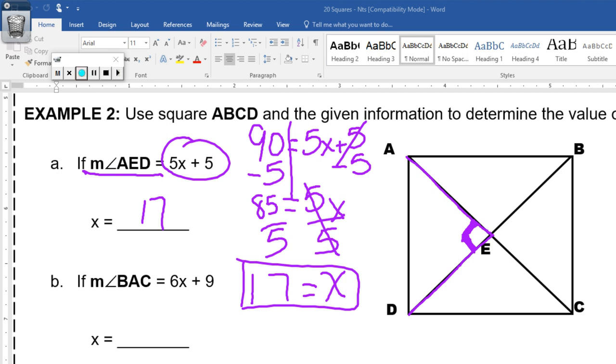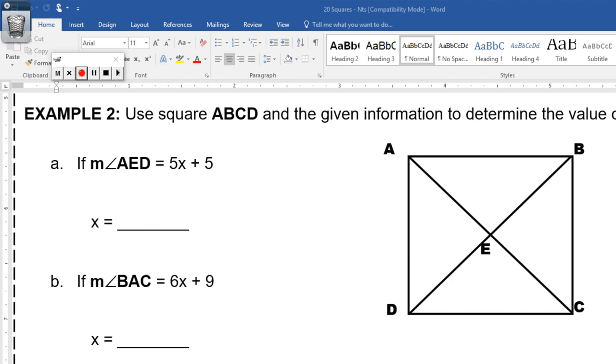So please write down any questions that you guys have so that we can answer them. Let's move on to question B. On question B, we have angle BAC. Remember that the letter in the middle is the vertex. So angle BAC is 6x plus 9. This angle right here is 6x plus 9, and I want to solve for x.